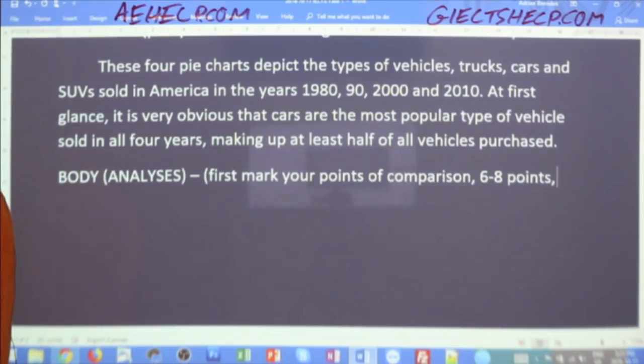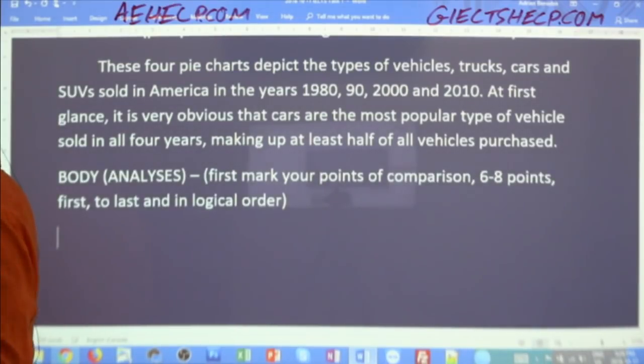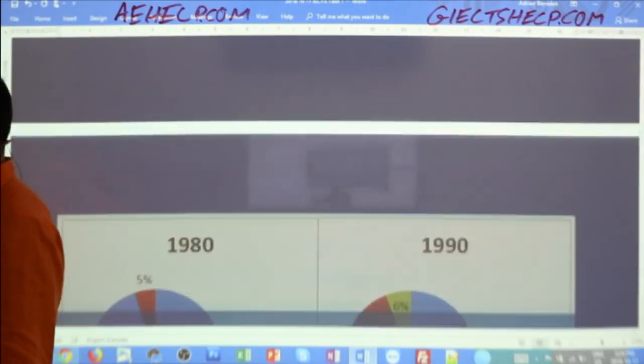First to last, of course. So most important to last. First to last, and in a logical order. Okay, so that's what you're doing for your body. All right, so let's do that with our pie charts here.